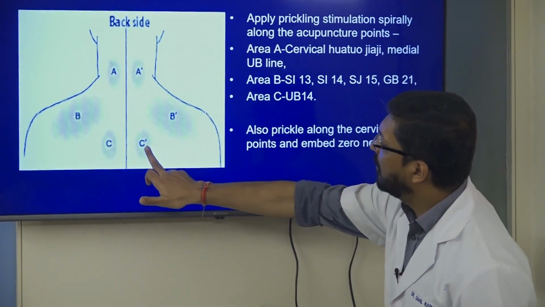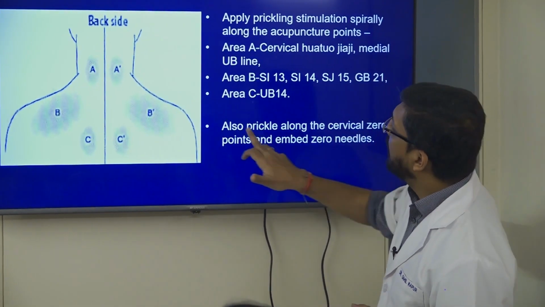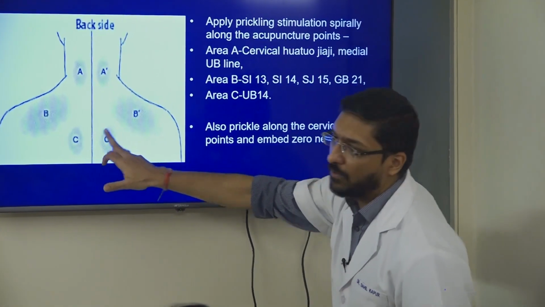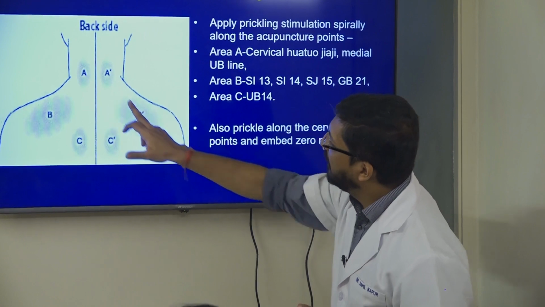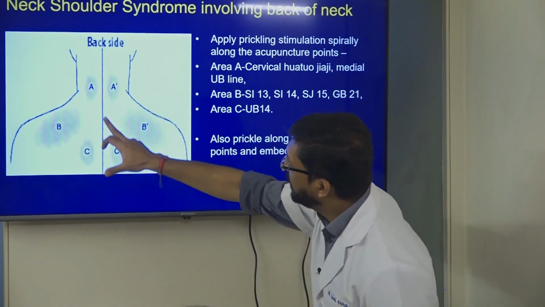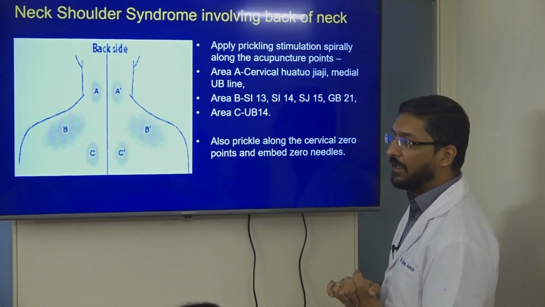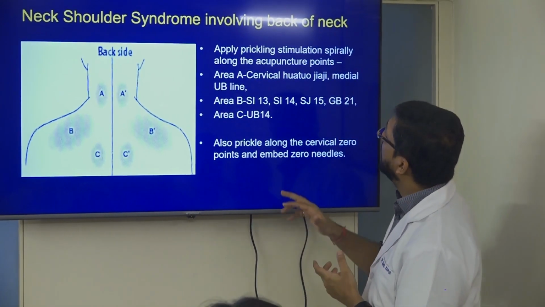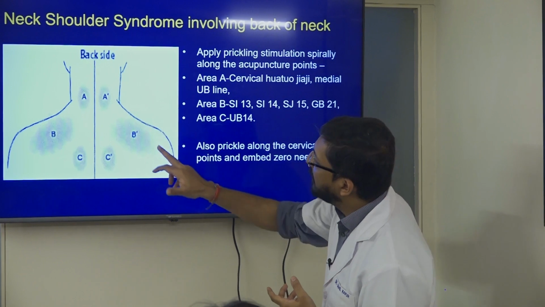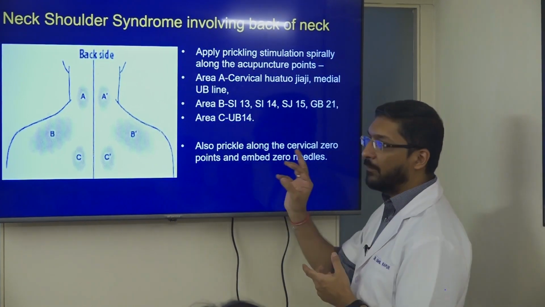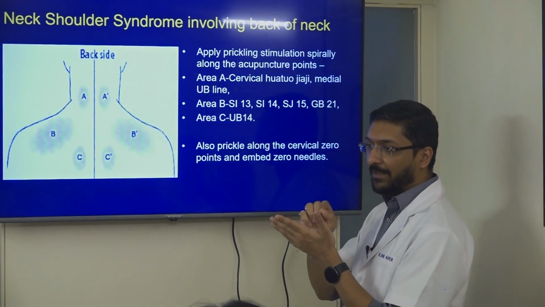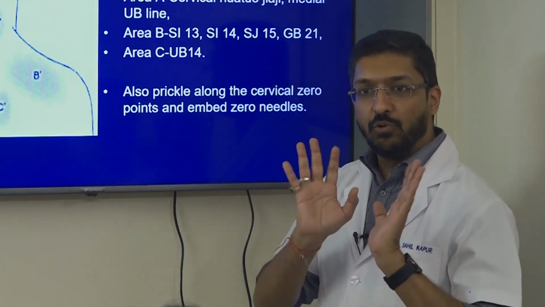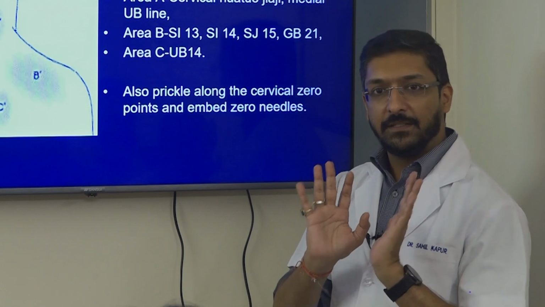Area C is the area of UB14. The area D, which I mentioned on top, I usually call the zero line, right? So A, B, C and D being the zero line, correct? Zero line is very important. Always keep in mind the zero line. Along all these areas, the treatment comprises prickling in a spiral manner. Secondly, we try and add zero needles to all the 0 points, right?